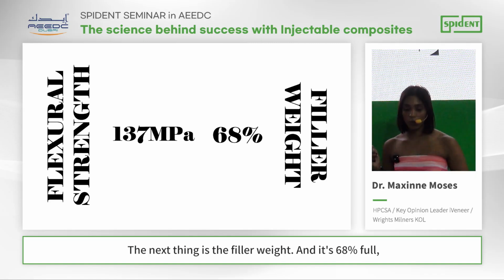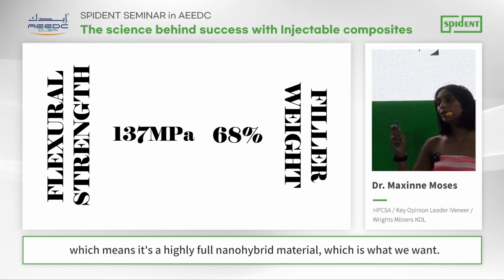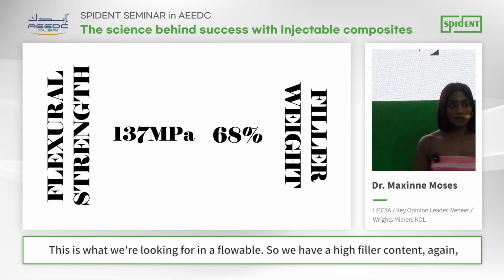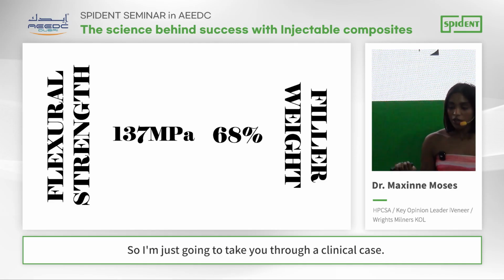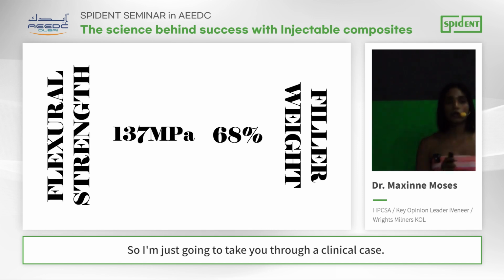The next thing is the filler weight. It's 68% filled, which means it's a highly filled nanohybrid material, which is what we want. This is what we're looking for in a flowable. So we have a high filler content, again, so we're getting the good optical properties as well as the mechanical properties. So I'm just going to take you through a clinical case.